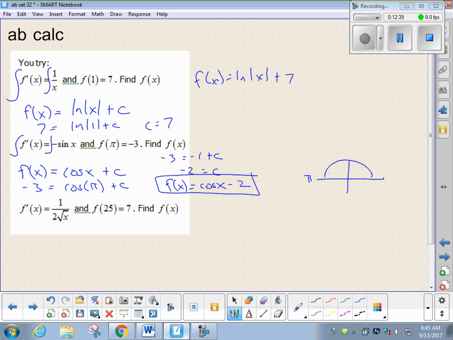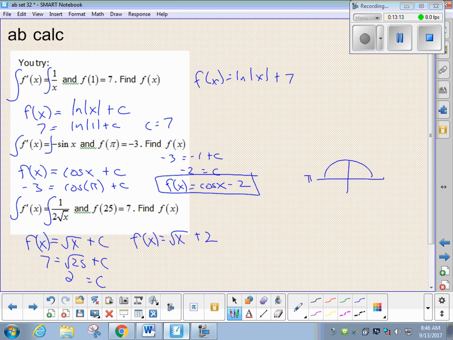Okay, anti-differentiate this bad boy. Normally this would be a little beyond the scope, but we've done this derivative so many times I thought you'd probably recognize it. What gives a derivative of 1 over 2 root x? Root x. What then, using the initial condition, 7 equals root of 25 plus c. What is your c? 2, and therefore your function is the square root of x shifted up 2.